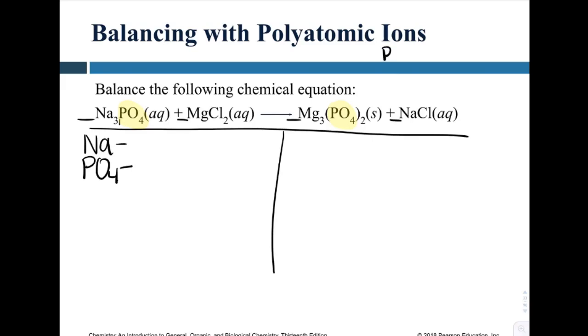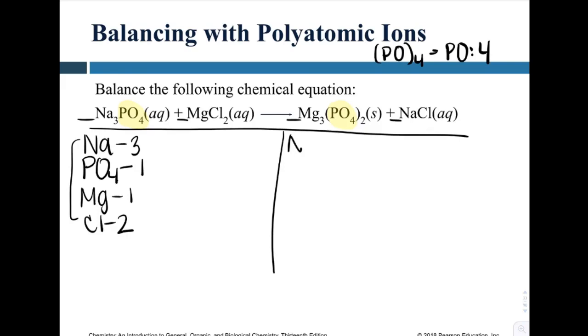Now, you do not have 4 POs. If you have 4 POs, it would look like this. This would be 4 POs. But you have over on the left side 1 PO4, 1 phosphate. I have 3 sodiums, 1 phosphate, I have 1 magnesium, and I have 2 chlorines. So copy paste the order onto the right side. And I know it's a different order up at the top, but I'm telling you, if you have your order the same down here, it will help you balance it.